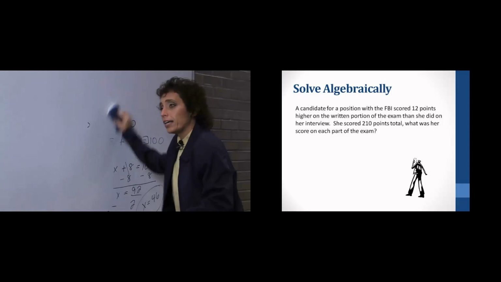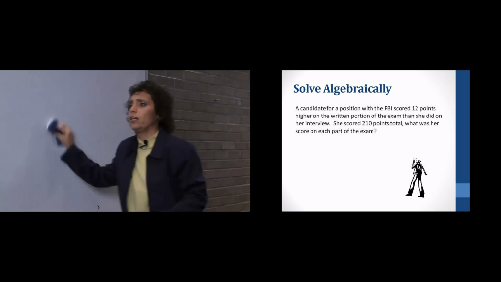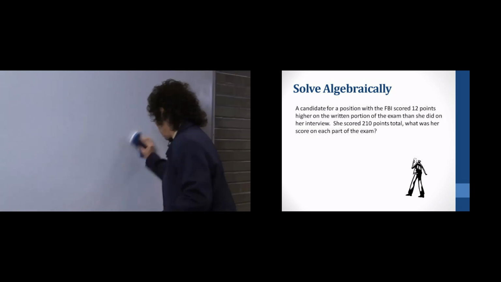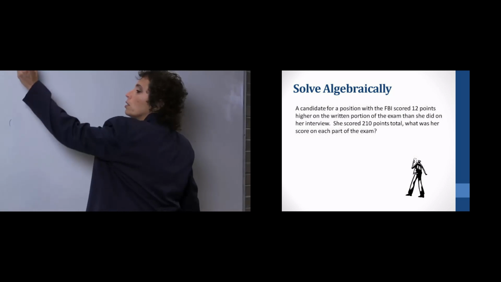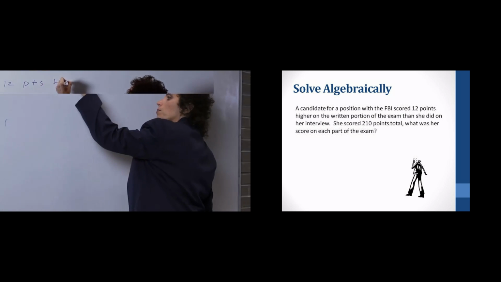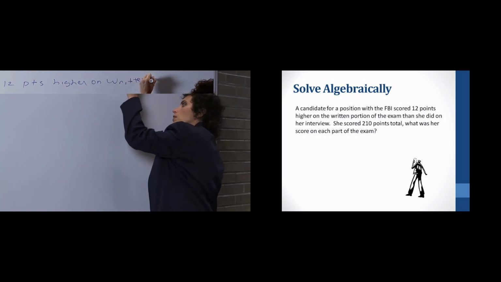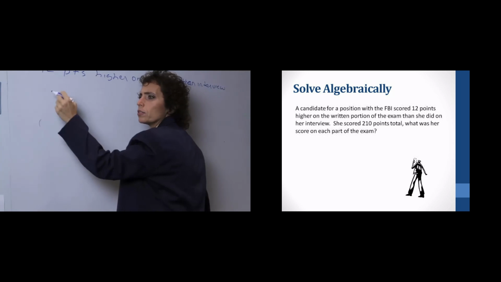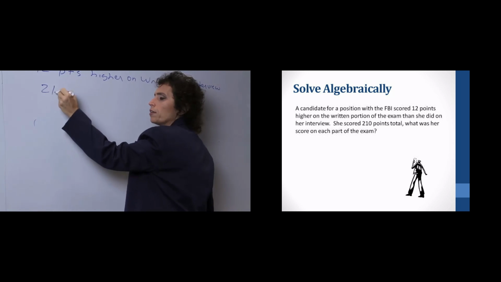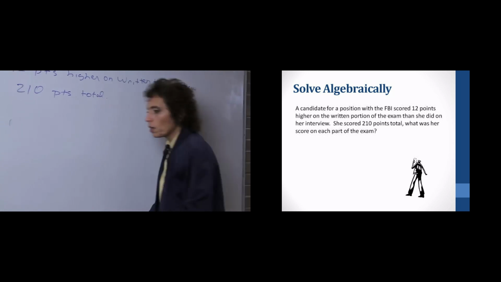All right. A candidate for a position with the FBI scored 12 points higher on the written portion than she did on her interview. Okay, so 12 points higher on written than interview. She scored 210 points altogether, 100 points total.